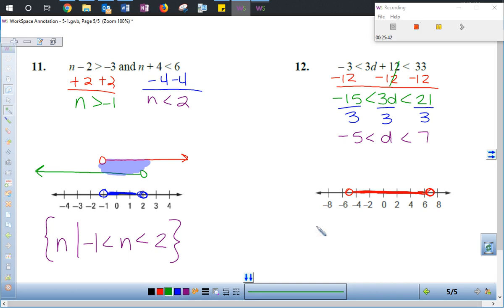Finally, we write it in set builder notation, so the set of all d's such that, and it's already nice and condensed, so I can bring it straight down. Set of all d's such that d is greater than negative 5 and d is less than 7.